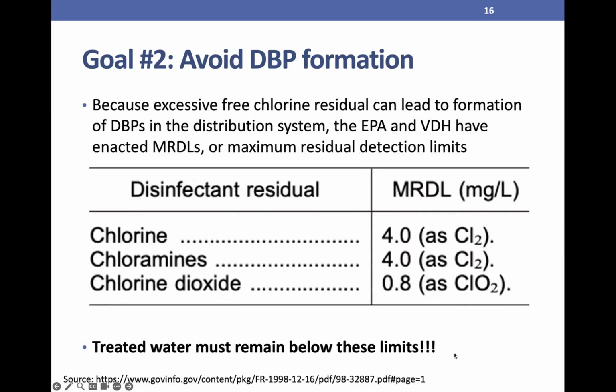Because excessive free chlorine residual can lead to formation of DBPs in the distribution system, the EPA and VDH have enacted MRDLs, or maximum residual disinfectant limits. The table on the slide shows the MRDLs for 3 chlorine compounds that are commonly used for disinfection. The free chlorine residual in treated water must remain below the MRDLs listed in the table.